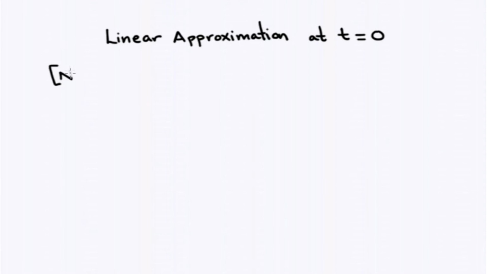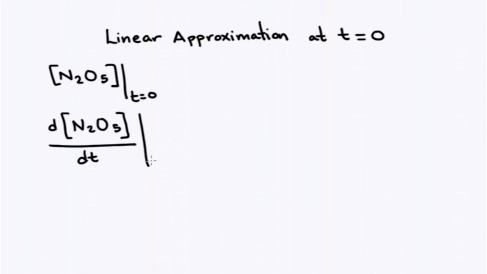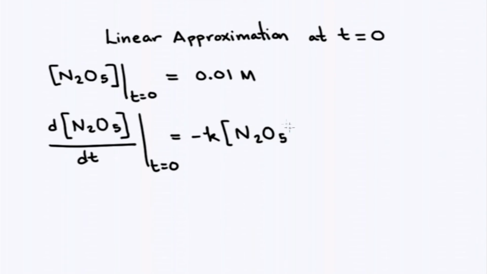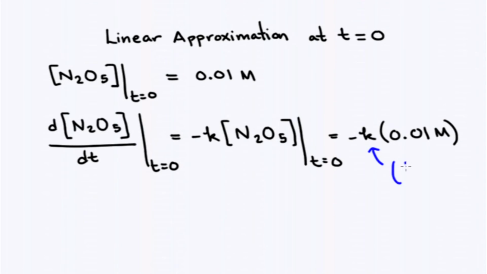In order to produce a linear approximation at t equals 0, we need two ingredients: the concentration at time 0 and the value of the derivative at time 0. The initial concentration was 0.01 molar. To find the value of the derivative, we use our differential equation, and we find that the value of the derivative at time t equals 0 is just minus k times the initial concentration at t equals 0, or negative k times 0.01 molar. Remember that k has units of inverse seconds.